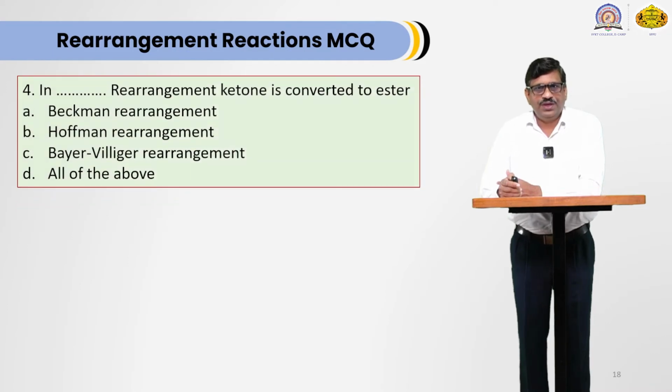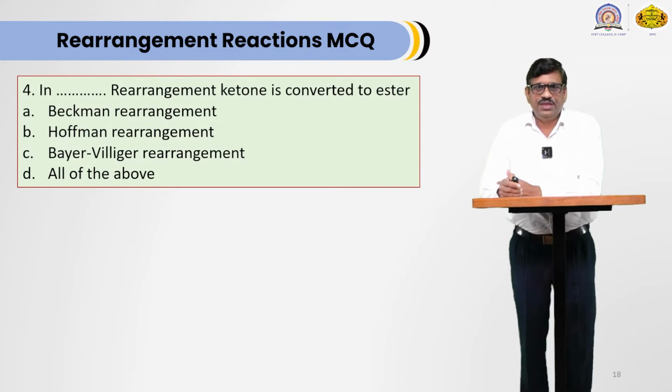Now next question, in dash dash rearrangement, ketone is converted to ester. Option A is Beckmann rearrangement. Option B is Hofmann rearrangement. Option C is Baeyer-Villiger rearrangement. Option D, all of the above.